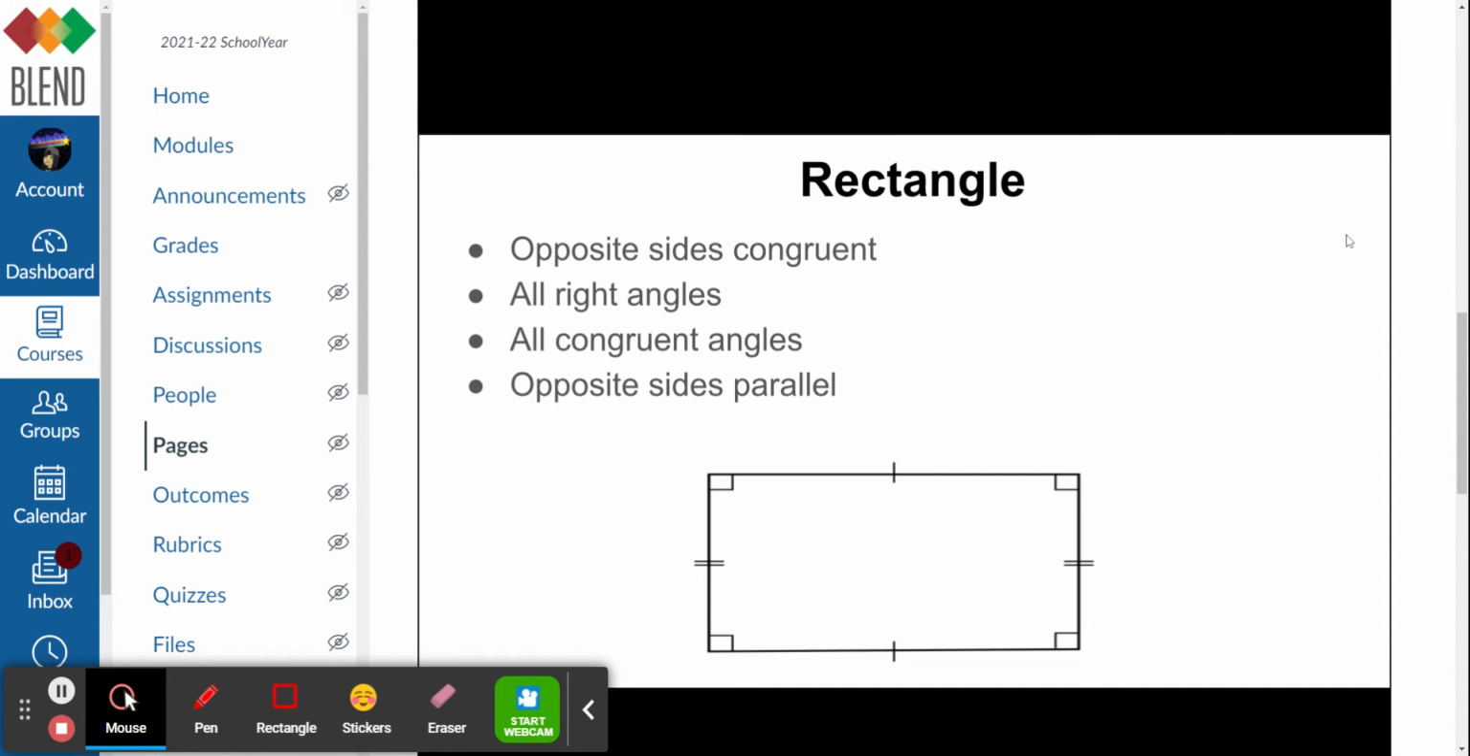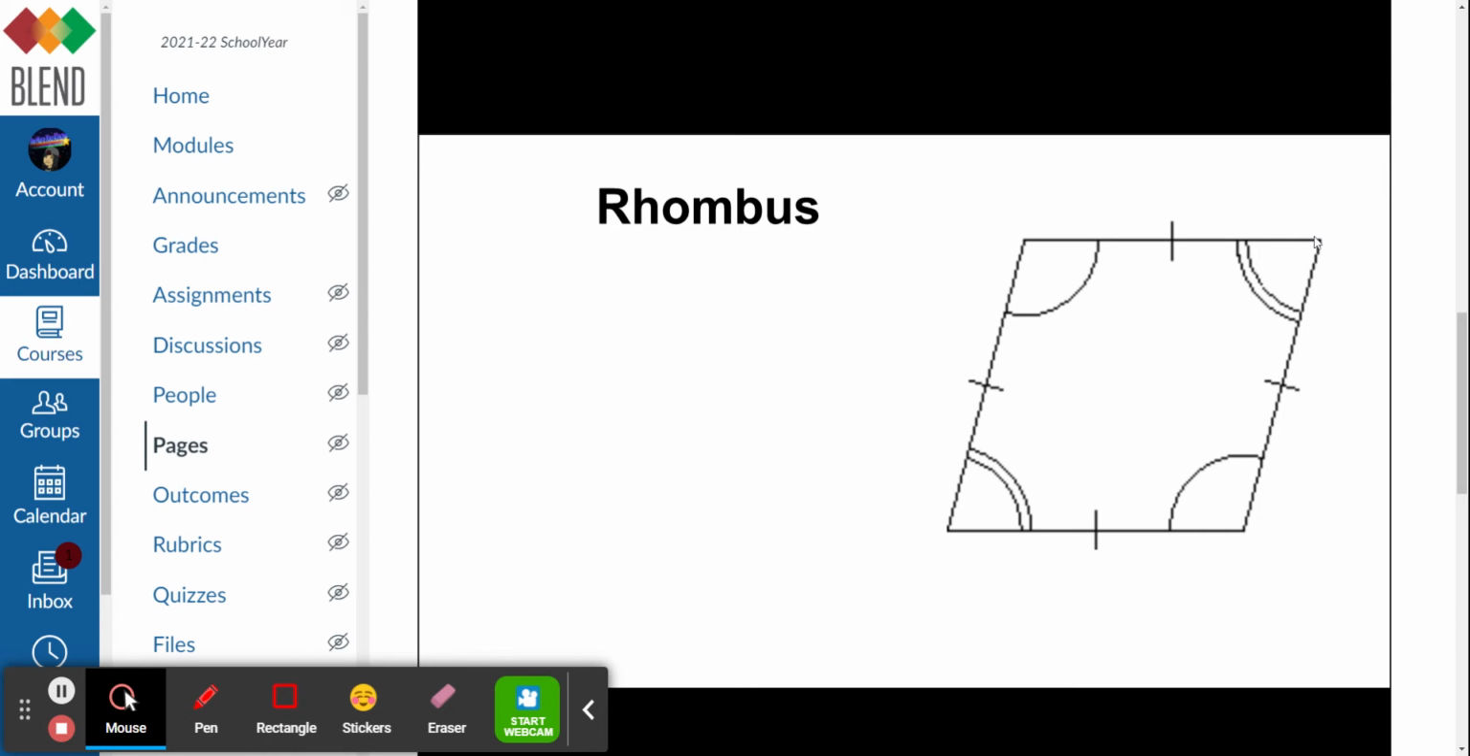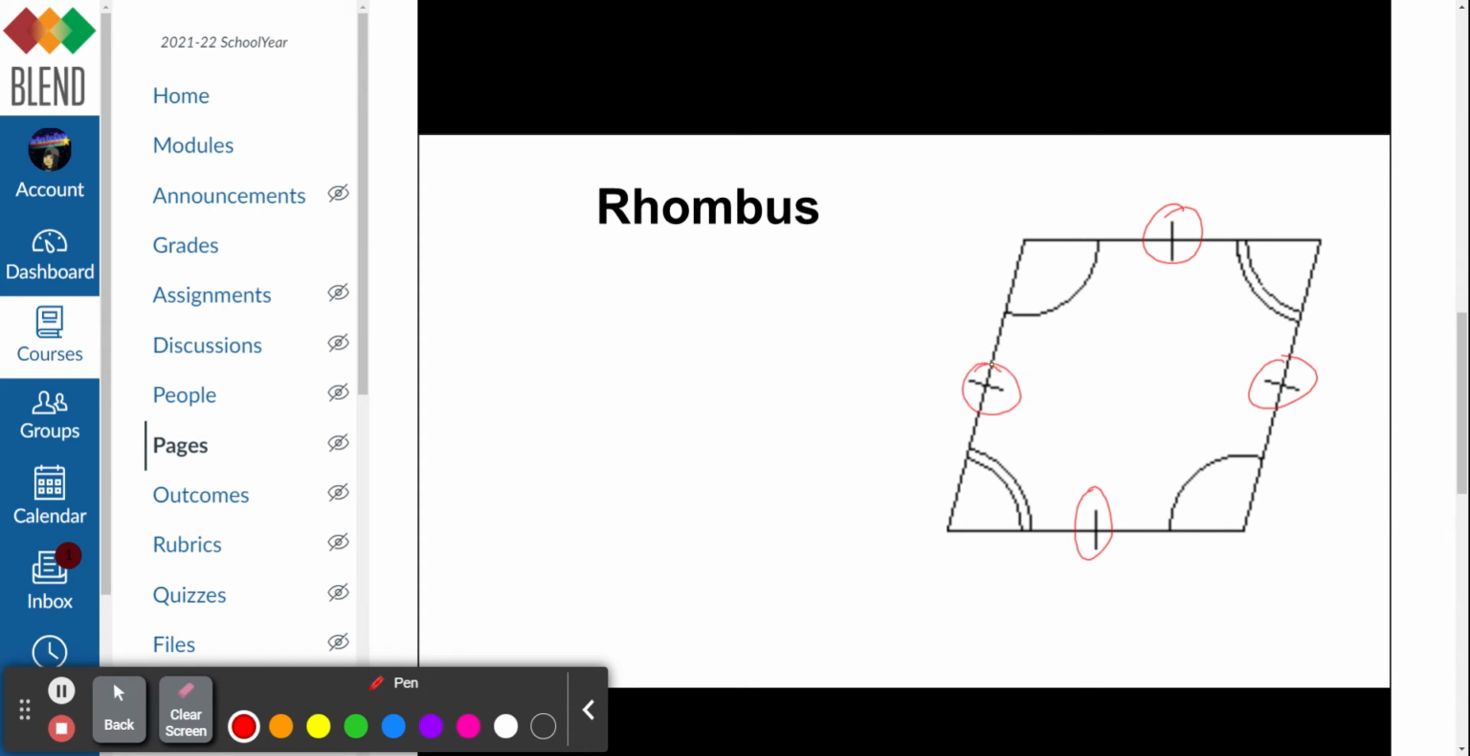Our next quadrilateral that we're going to look at is called a rhombus. The thing that you need to look for on the rhombus is four congruent sides. That's what you're looking for with a rhombus. A square is a rhombus because it has four congruent sides. A parallelogram with four congruent sides is a rhombus. So that's the main thing you're looking for with a rhombus: the four congruent sides. If you see that all four sides have the same length, the same size, then it's a rhombus.